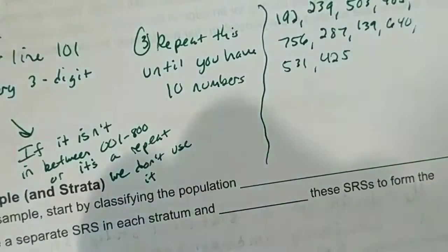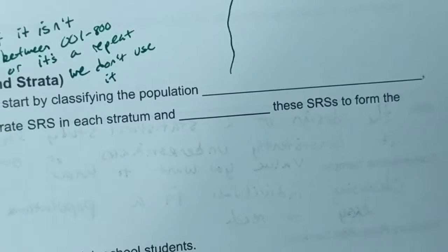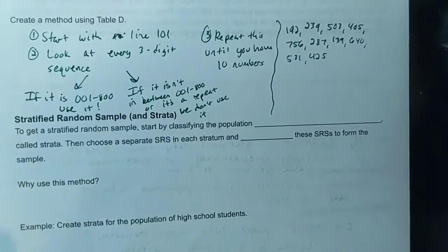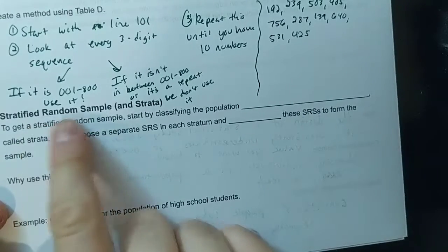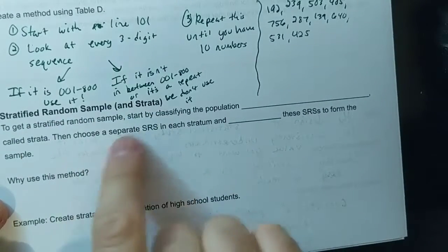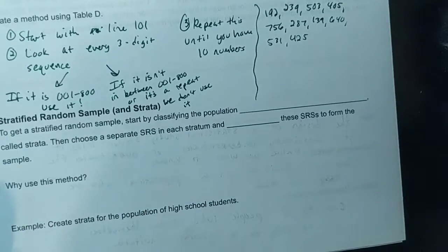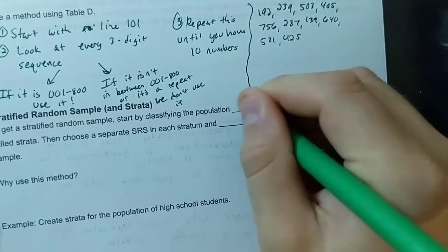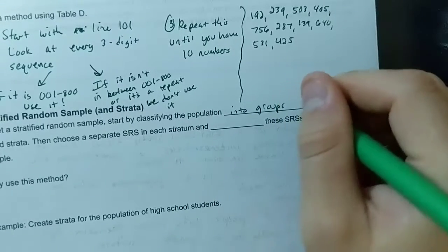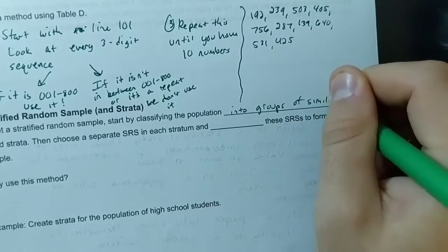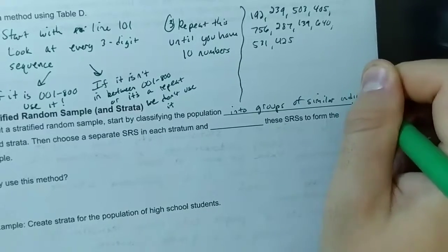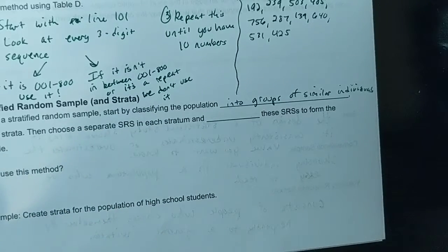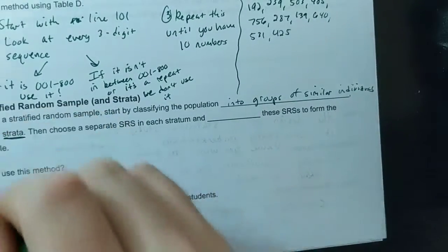It is the most popular method because of the inability of humans to actually be random or make random choices. The next type of sample is a stratified random sample, and we use the word stratified because we're finding strata. So to get a stratified random sample, start by classifying the population into groups of similar individuals. So find groups within the population that are similar and make those strata. We're going to call those strata.